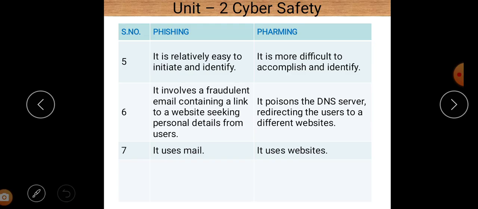Next, phishing is relatively easy to initiate and identify, and pharming is more difficult to accomplish and identify. Next, regarding phishing, it involves a fraudulent email containing a link to a website seeking personal details from users. And pharming poisons the DNS server, redirecting the users to a different website. Next important point: phishing uses email, and pharming uses websites.